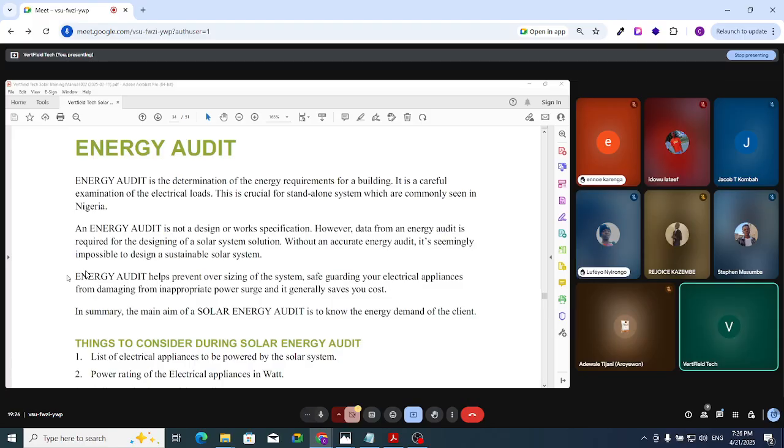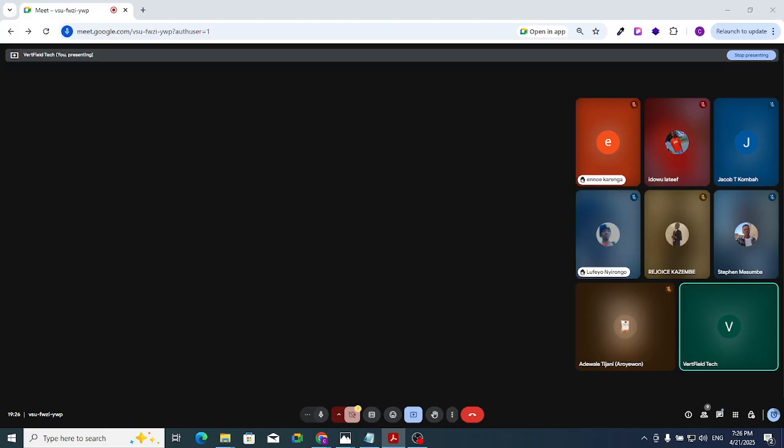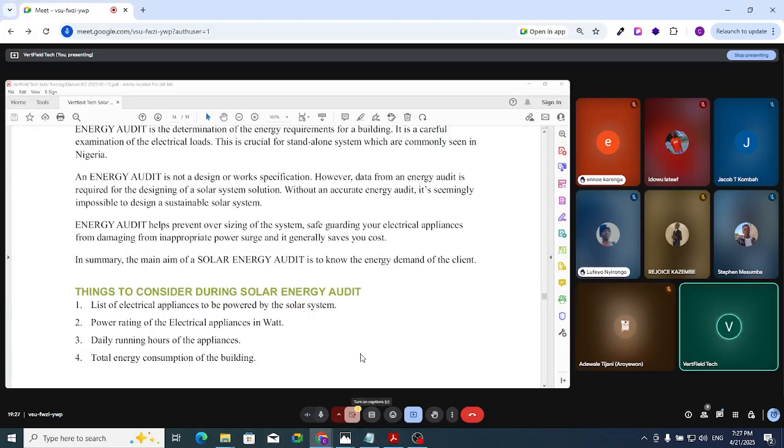All right, if we go down through this study material, you will also see other advantages of solar energy audit. So for those of you who have it already, it is a bonus to you. All right, so congratulations to you guys, you must have seen it by now. Then there is another important thing we need to talk about.